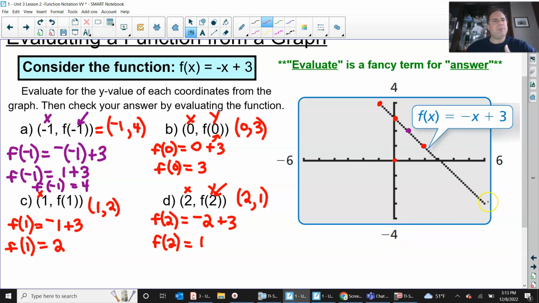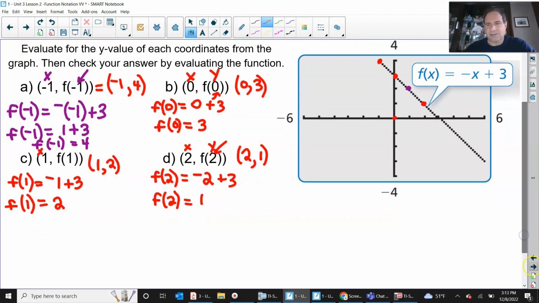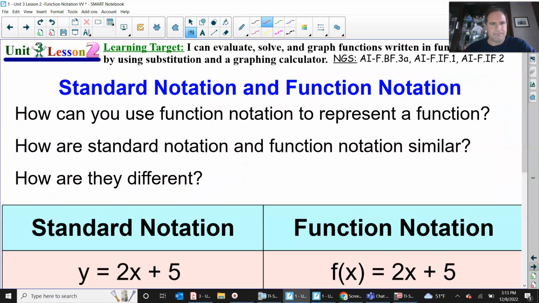So that's evaluating, consider the function. So when they give you the f of 0 or f of 2, they're really saying substitute 2 in for the x. And then that is the y. All right, f of 2 is the y equals 1 when the x equals 2.